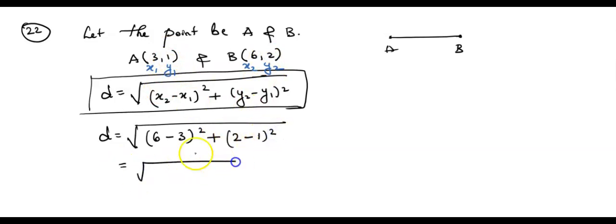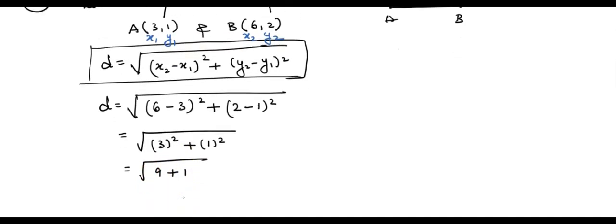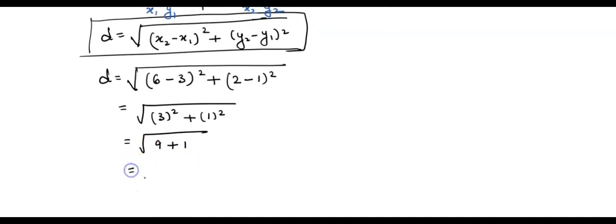That is equal to root of 6 minus 3 is 3 whole square plus 2 minus 1 is 1 whole square. That is equal to root of 3 square is 9 plus 1 square is 1. Then that is equal to root 10. Can you simplify this root 10? No, keep it as it is. Therefore, D is equal to root 10 units. Any doubts? Good. Now let me solve the next problem.